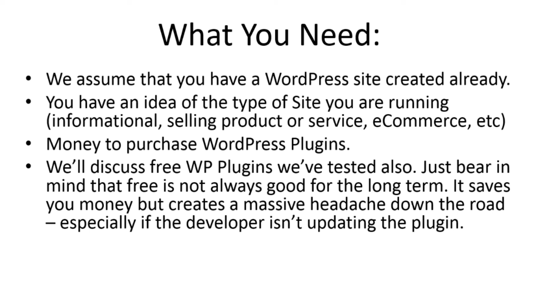Now, we assume that you already have a WordPress site created and up and running. You need to have an idea of the type of site that you are running. If you are running a WordPress site, then you already know what that is in terms of informational, selling a product or service, e-commerce, or membership. If you don't have an idea and you're just watching this course to get an idea of how you can automate your WordPress site in the future, then you need to understand which of these categories it fits under: informational, selling a product or service, e-commerce, or membership site.